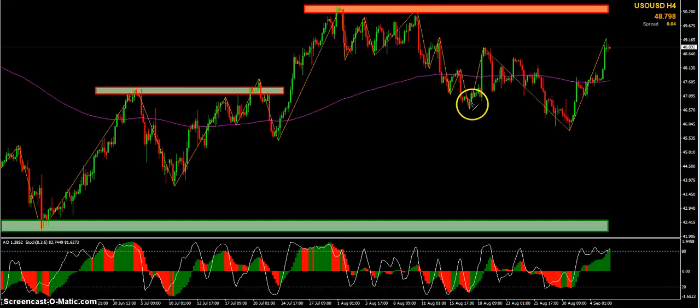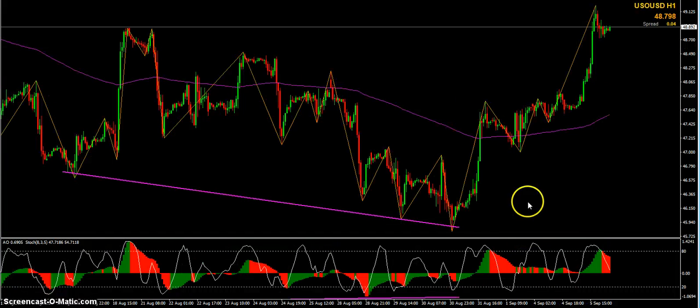So do we have divergence? Lower low in price, higher AO. So that meets the criteria. Back above zero line, very clear. And drop down to the 1-hour chart.